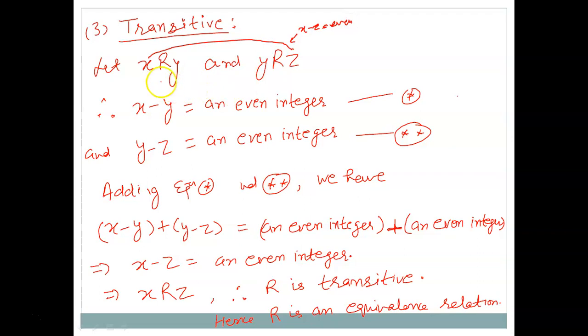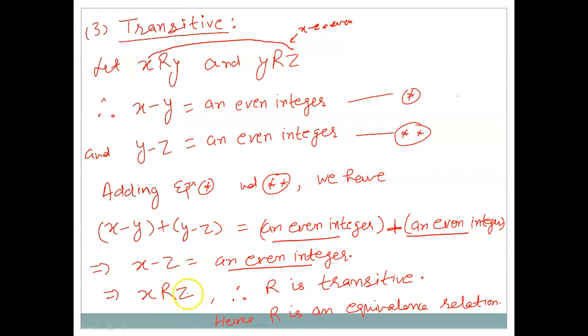So let us see. x related to y means x minus y is an even integer, and y related to z means y minus z is an even integer. This is equation star and double star. If we add equation star and double star, we get x minus y plus y minus z on the left hand side, and on the right hand side an even integer plus an even integer. So on the left hand side y goes with y, so x minus z equals an even integer. Why? Because the sum of two even integers is again an even integer. So therefore we can say x is related to z.